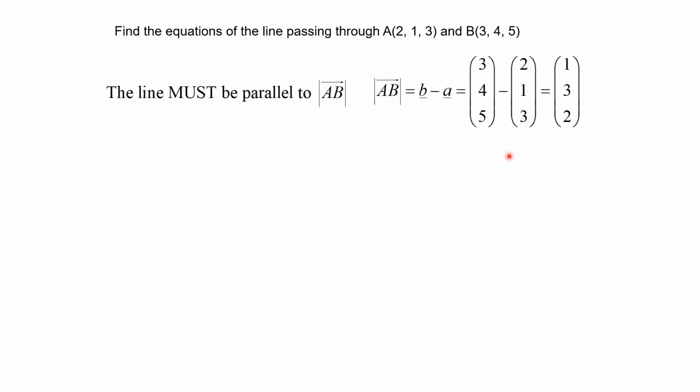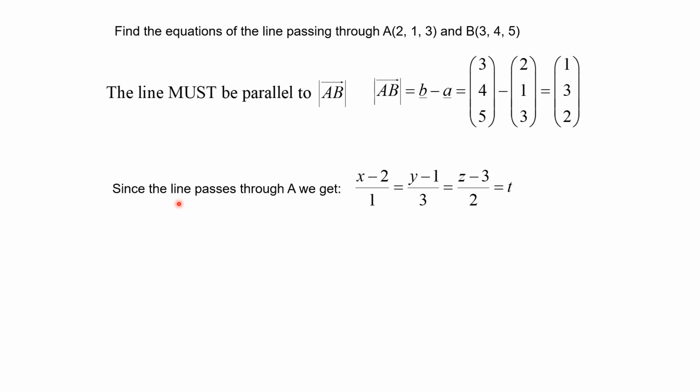We simply assume that the line has to be parallel to your line AB, right? Okay, AB, you assume is line AB because it passes through point A and B. So if you need to look for the vector that is parallel to AB, the line must be parallel to AB. In this case, AB is always B minus A based on our basic definition. So B minus A, you subtract each component respectively, and you get 1, 3, 2.